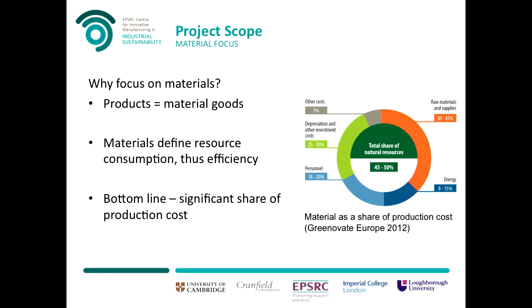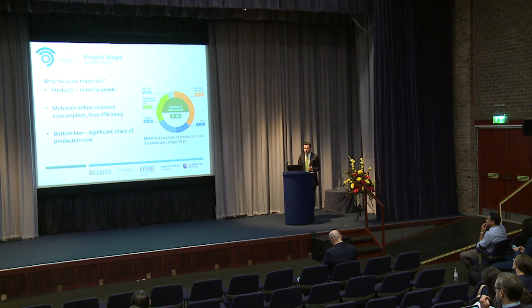So, talking about resource-efficient manufacturing, we initially focused in on materials. And why did we focus on materials? Basically because products are material goods. They're the key resource. Not only that, but they define the resource consumption and thus efficiency of energy and water. And finally, bottom line, they're a significant share of production cost, up to 50%.